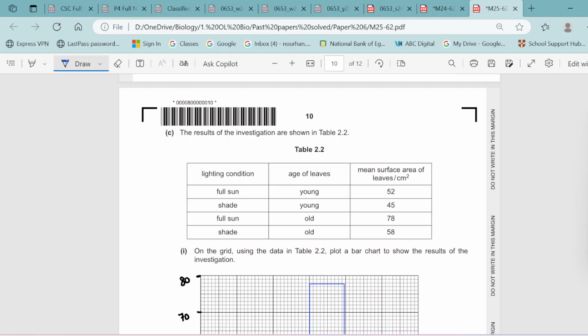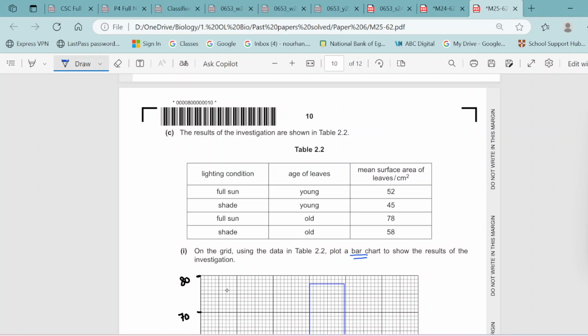The results of the investigation were shown on the grid using the data. Plot a bar chart. Usually, before this exam, he used to tell you to plot a bar chart of the lighting condition against the surface area. So you would choose two columns and you would ignore this one. He did not say this here. He said plot all this in the bar chart.